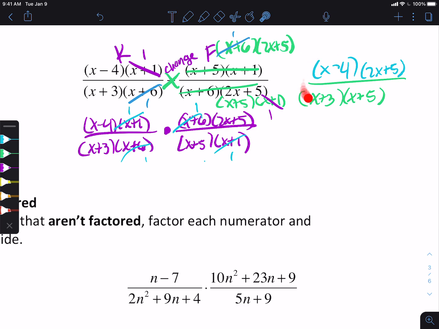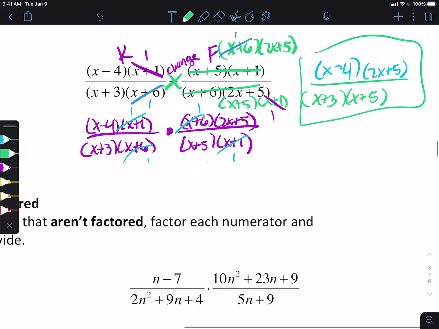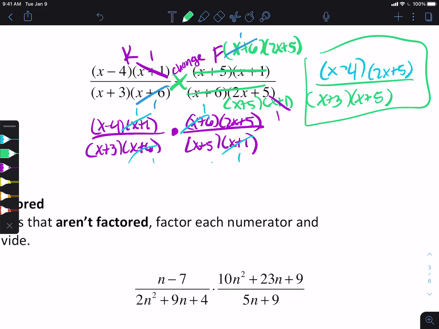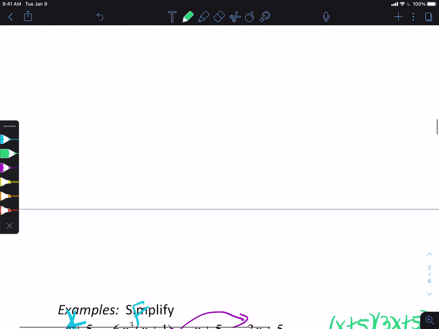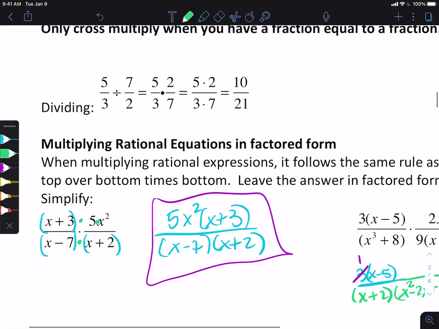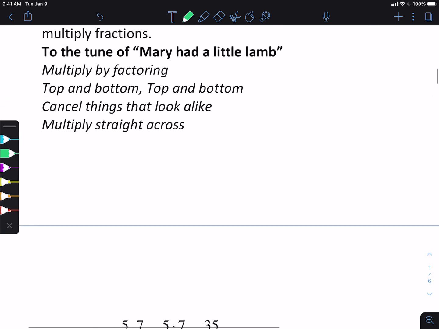And then I'm just going to double check and make sure I didn't miss any common factors when they were far apart from each other. And then this is my final answer for dividing. So remember, for dividing, you keep, flip, and then change. And then for multiplying, you can use the song: multiply by factoring, top and bottom, cancel things that look alike, multiply straight across.